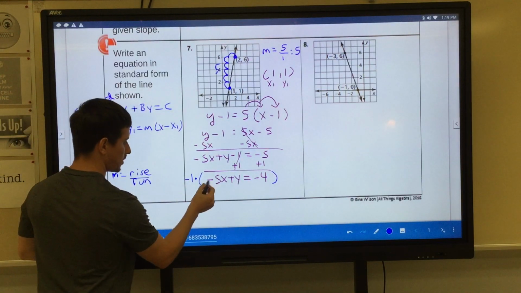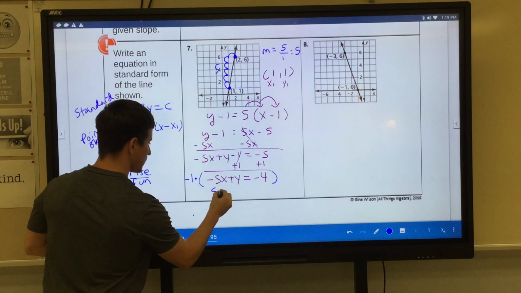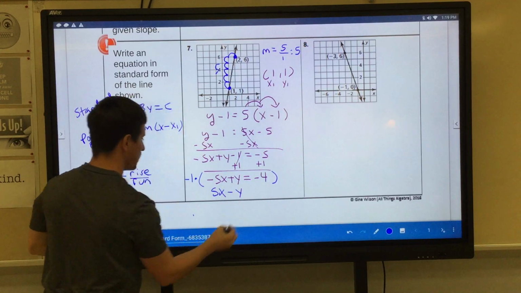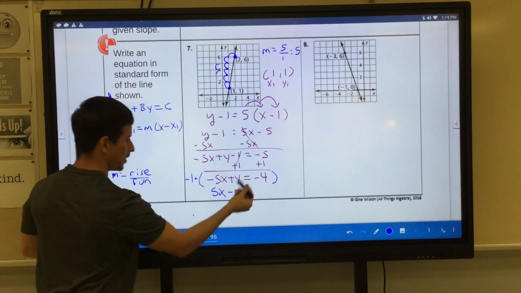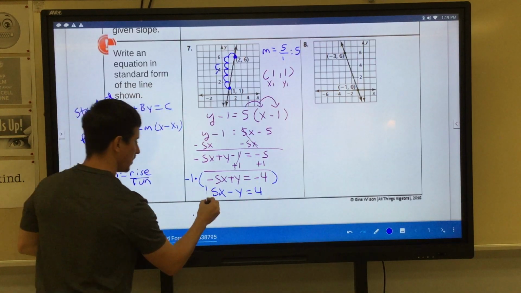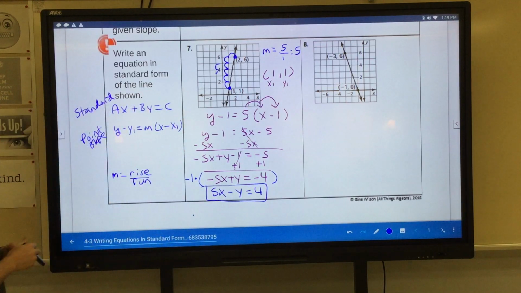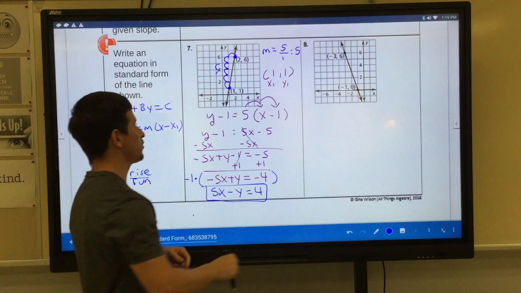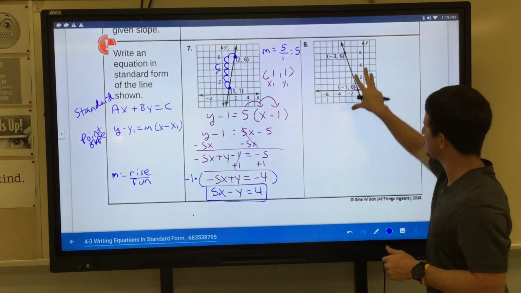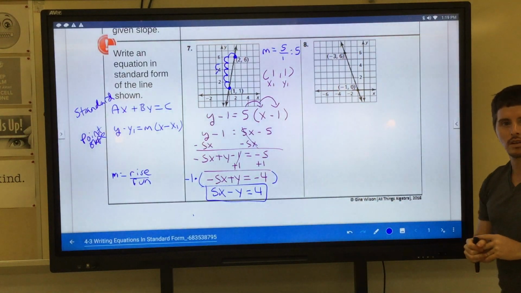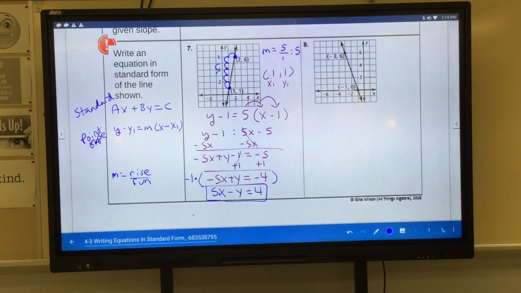So, negative 1 times a negative 5, that's a positive 5x. Negative 1 times a positive y, negative y. Negative 1 times a negative 4, bringing down the equal sign, that's a positive 4. And therefore, you have your answer. 5x minus y is equal to 4. You may pause the video and you may try this problem here. And this problem is set up the same way as number 7. And this concludes 4.3.